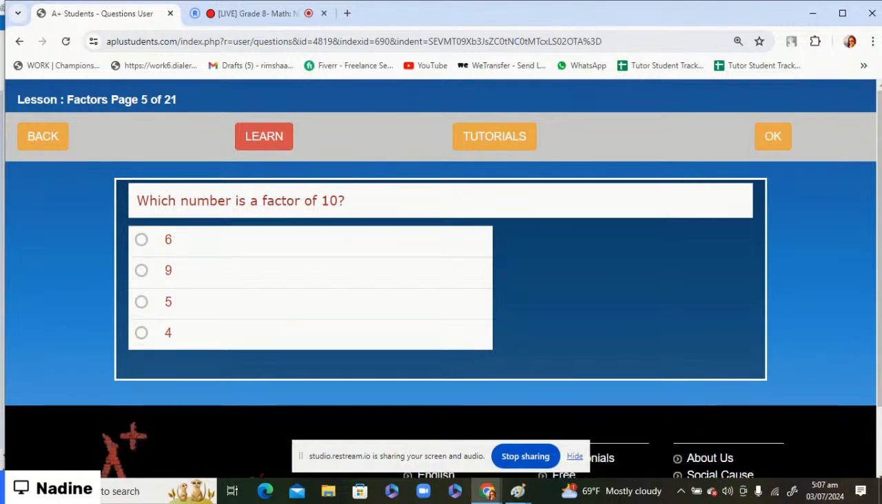Which number is a factor of 10? 6, 9, 5 and 4. Okay, you guys tell me the answer of this one. Please think about it for one time. Take your notebook and pen and solve all the questions over there.